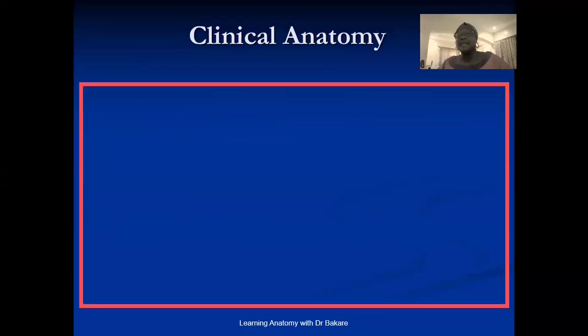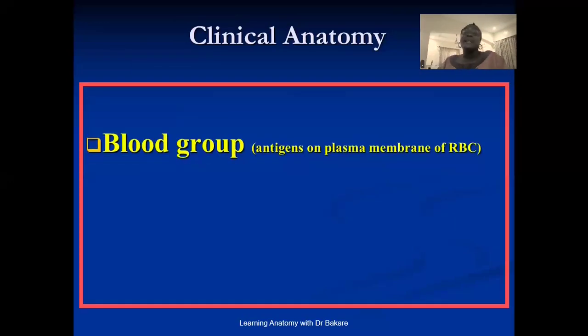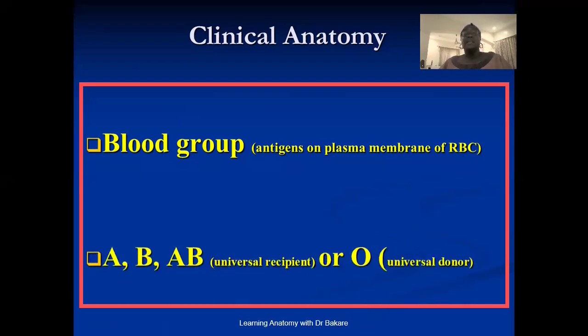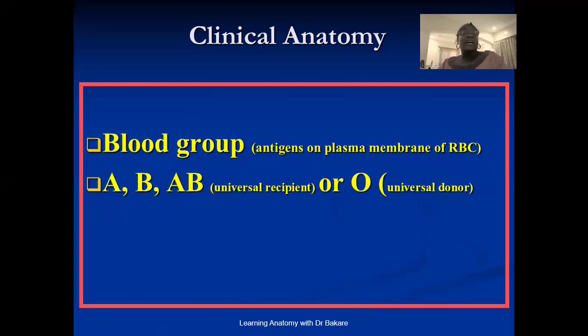So let's look at clinical anatomy. Blood can be classified into groups, and this is based on the different types of antigens that are located on the plasma membrane of the red blood cell. So it depends on the types of antigens that we have. This will be used to establish the blood group in this case. So we can have blood group A, we can have blood group B, we can have AB, we can also have O. This is as a result of the type of antigen that is seen on the plasma membrane of the red blood cell.